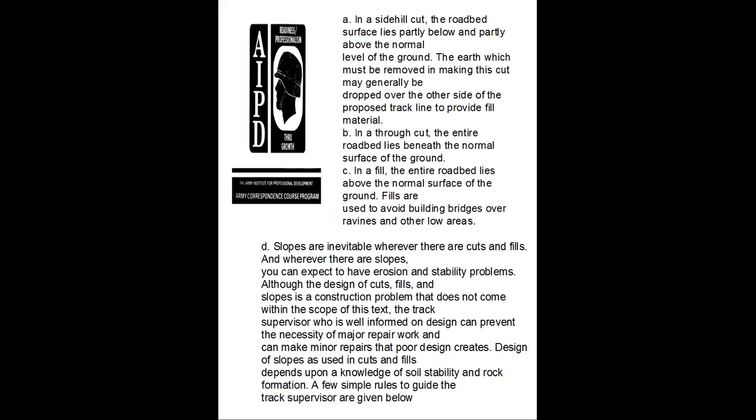In a side hill cut, the roadbed surface lies partly above the normal level of the ground. The earth which must be removed in making the cut may generally be dropped over the other side of the proposed track line to provide the fill material. In a through cut, the entire roadbed lies below the normal surface of the ground. In a fill, the entire roadbed lies above the normal surface of the ground. Fills are used to avoid building bridges over ravines or low areas.